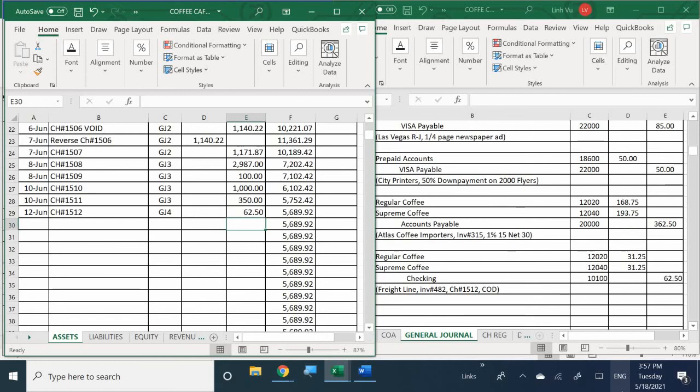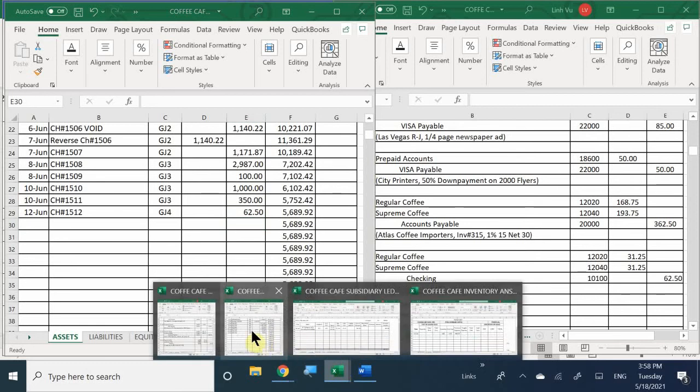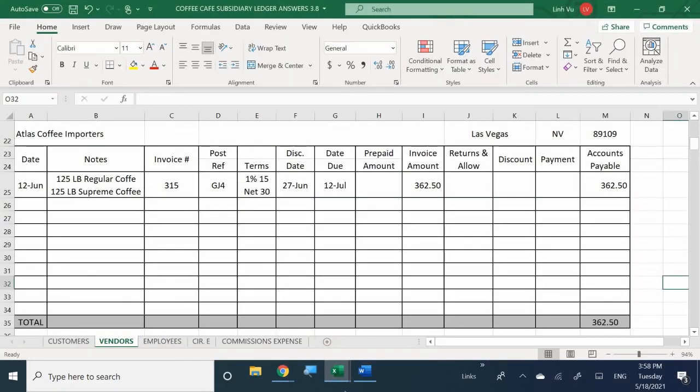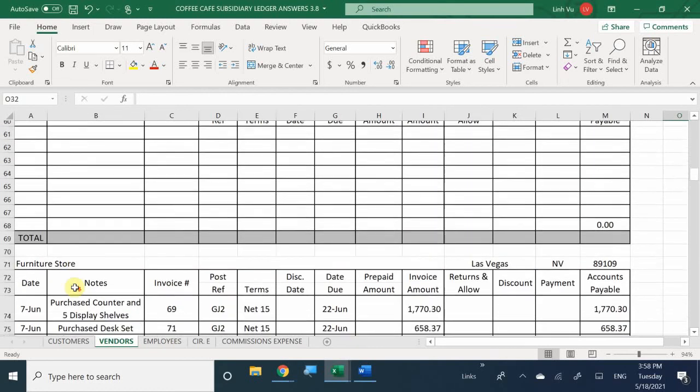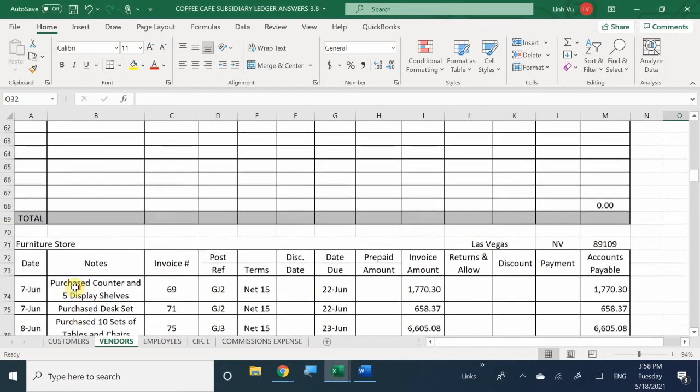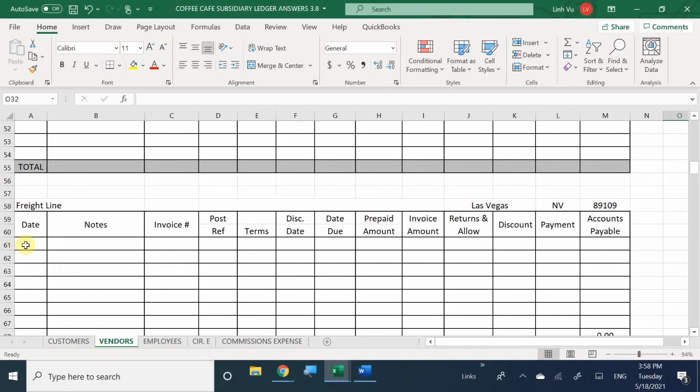Okay, so once again, I will update the inventory worksheet last because I still want to keep the flow of how you enter in your worksheets in order. So right now, I did my journal, I did my ledger. So the next thing I'm going to do is my subsidiary ledger. Okay, and we're going to find freight line. It should be this one, freight line, right?